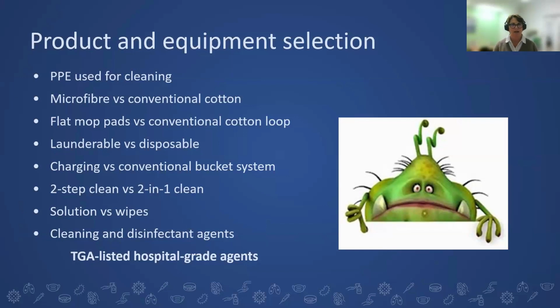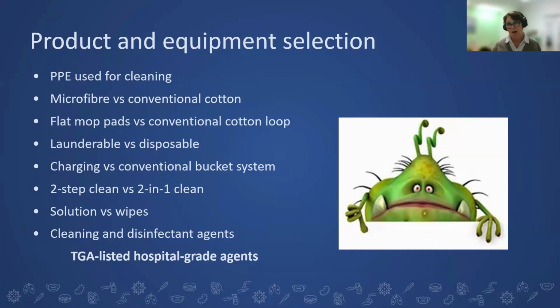Do we use launderable versus disposable? You may launder in accordance with AS 4146, the Laundry Practice Australian Standard. Other practices may use disposable. Some practices may use a combination. For normal, routine cleaning we use launderable cleaning cloths and launderable flat mop heads, but when we have an outbreak or an increase in community transmission of a particular infection, we move to disposable.